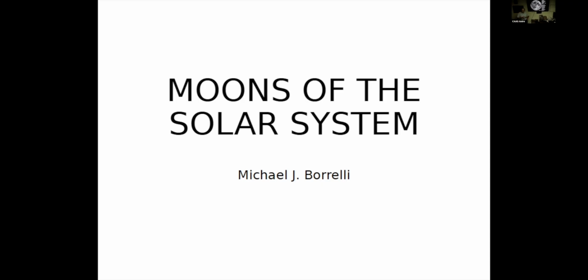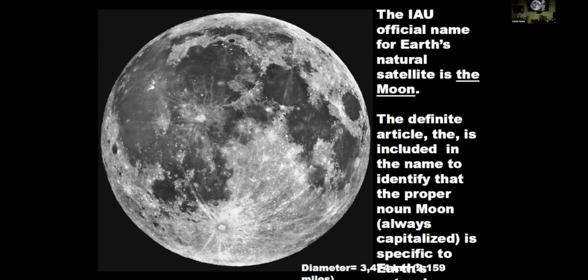Just to point out, the International Astronomical Union's official name for our Earth's natural satellite is the Moon, with the definite article "the" in front of the capitalized noun Moon. Instead of saying natural satellites of other planets, we say moons, because we're so used to seeing our moon and we affiliate them with being moons. They're natural satellites, but that's the popularity of our moon.